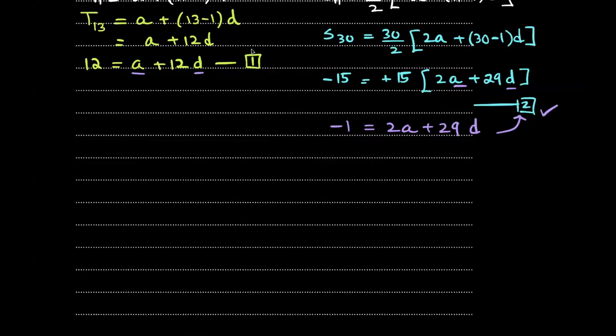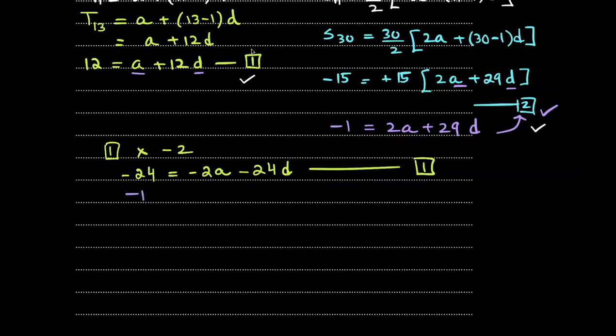So let's get started. Now let's take equation 1 and equation 2, and solve them simultaneously. Let's take equation 1 and multiply it by negative 2. What do I get? This is negative 24, this is negative 2a, this is negative 24d. This is the refined form of equation 1. And then we also have equation 2, which is negative 1, this is 2a and this is 29d.